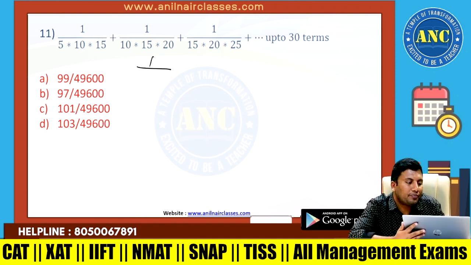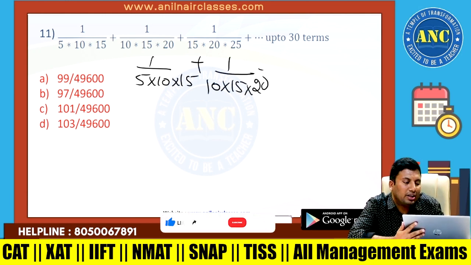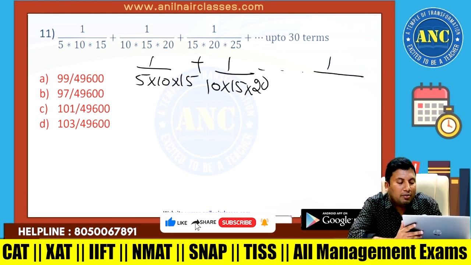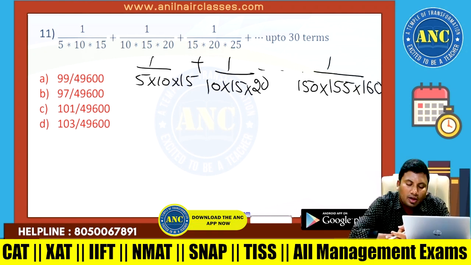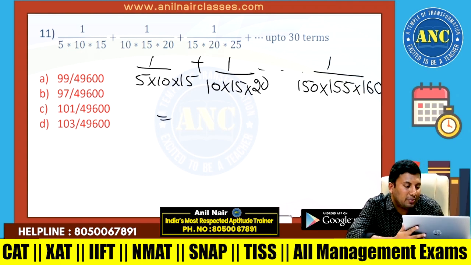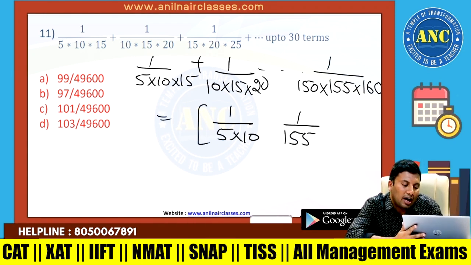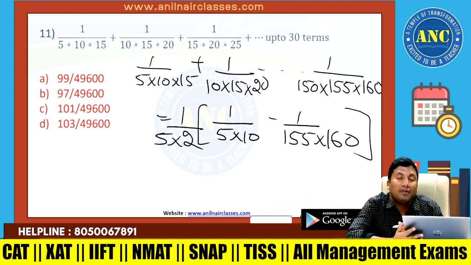1 by 5 into 10 into 15. Second one, 1 by 10 into 15 into 20. 5 ones are, 5 twos are. 1 by 30. 150 into 155 into 160. I hope it is clear. 1 by 150 into 155 into 160. In the traditional method, the answer is, if 3 numerical values are there, write the first numerical value and write the last numerical value. 1 by 5 into 3 numerical values will become 2. I hope the idea is clear.